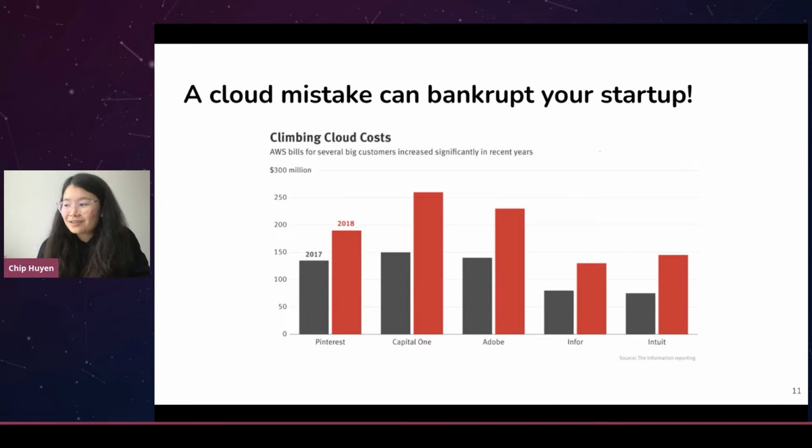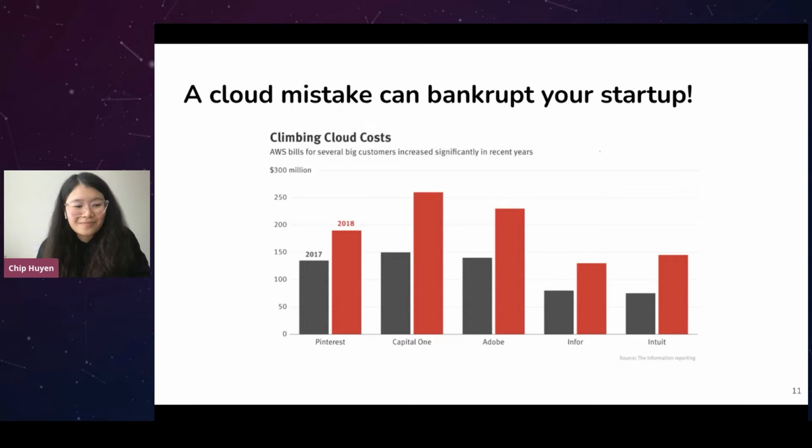And I think there are a lot of Reddit threads and Hacker News threads where people just complain about how one mistake almost bankrupted them. So I think it's an interesting graph about the climbing cloud cost of different companies over the years.